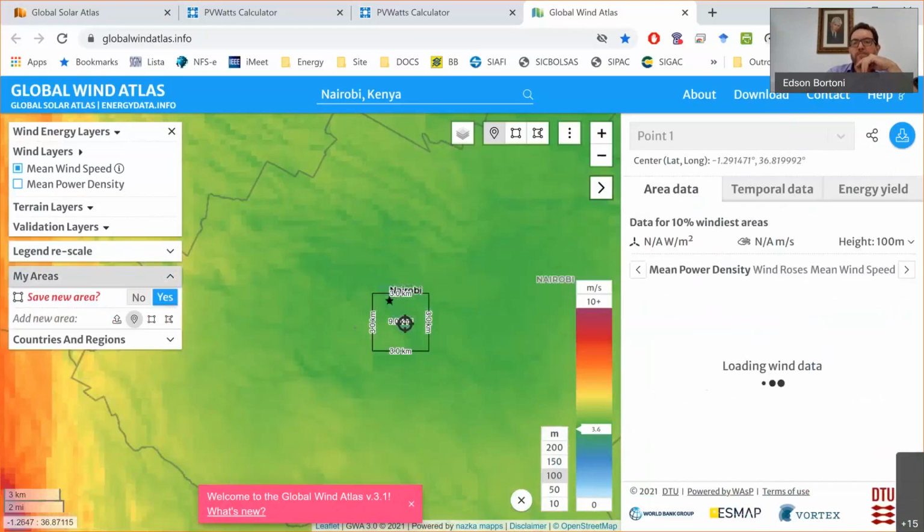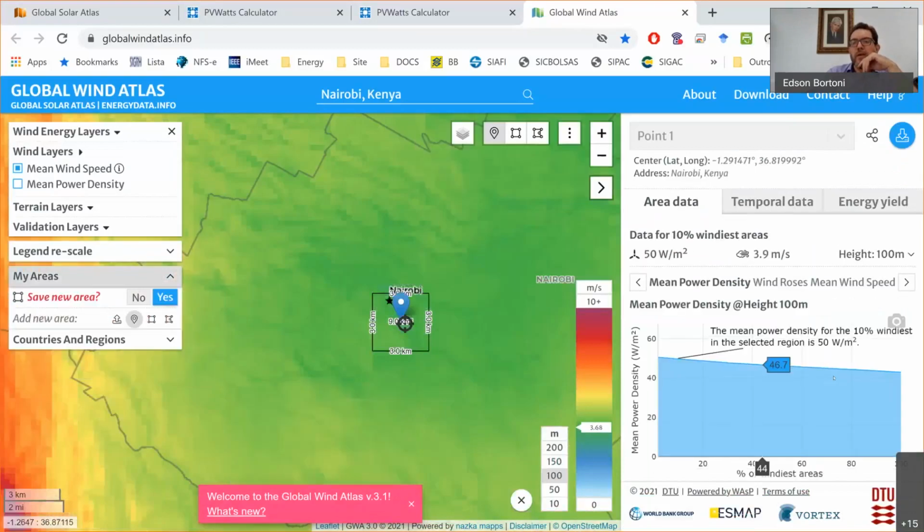So let's look for wind data. Here we have the power density. It's a minimum of 4 watts per square meter, maximum of 50 watts per square meter. It's a very good place.